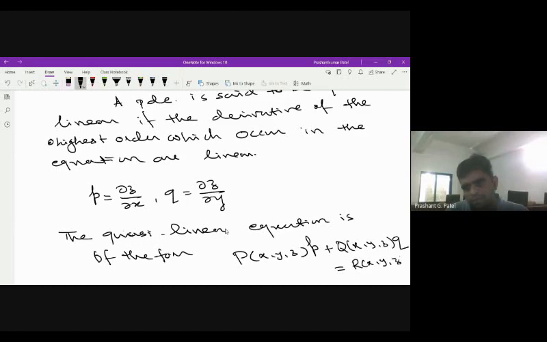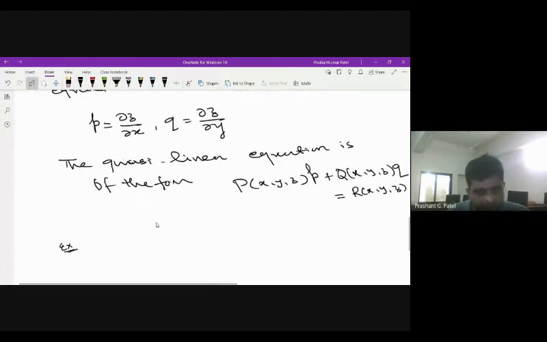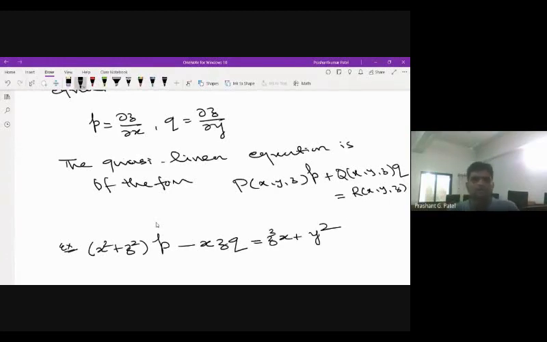So this equation is actually linear in P and Q. That's why this equation is a quasi-linear equation. For example, let's say it is x square plus z square into P minus xz into Q equal to z cube x plus y square. So this is one example of a quasi-linear equation, where the equation is linear in P and Q.